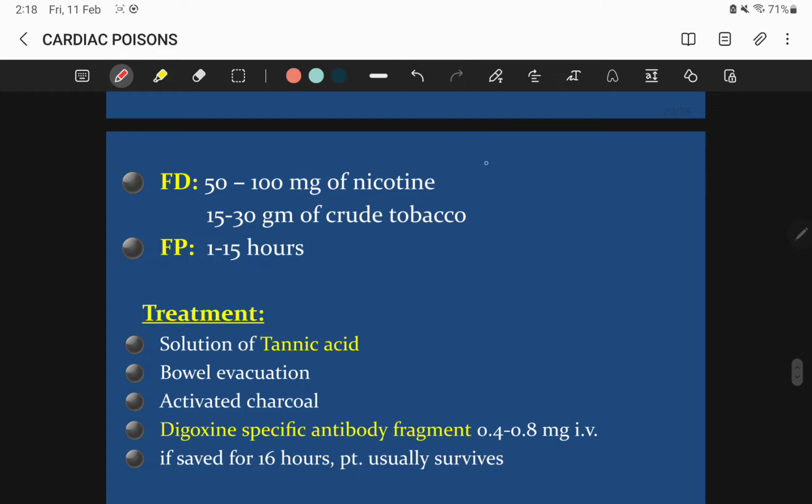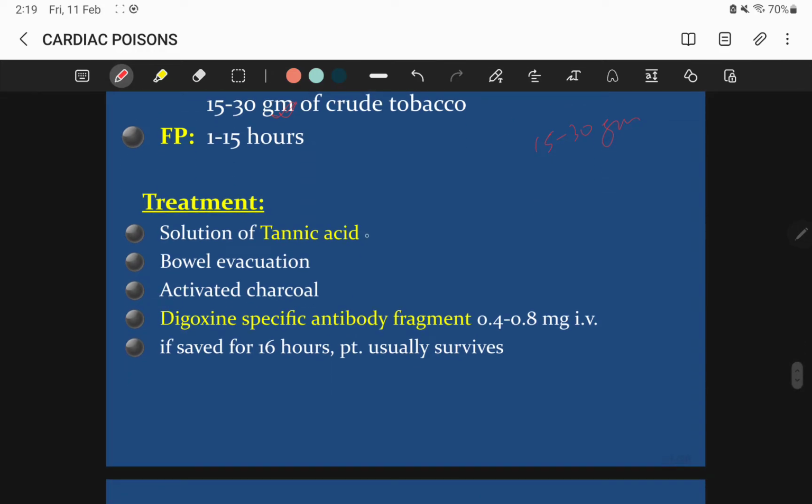The fatal dose is 50 to 100 milligram of nicotine. For crude tobacco, the fatal dose is 15 to 30 gram, if the person is chewing crude tobacco. That's very high. The fatal period is about 1 to 5 hours.